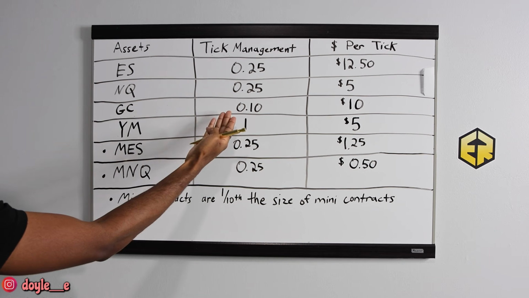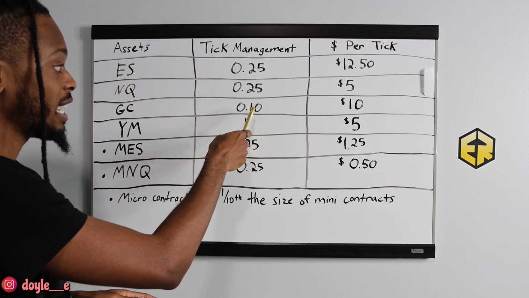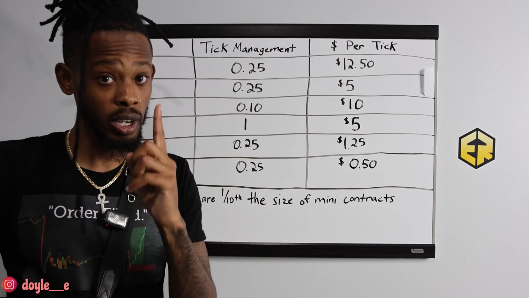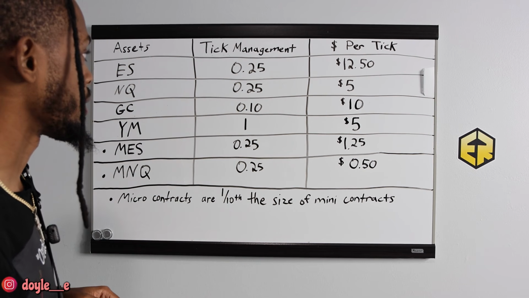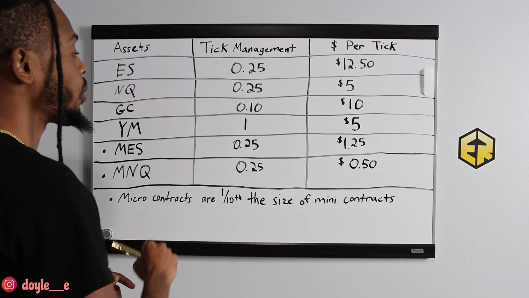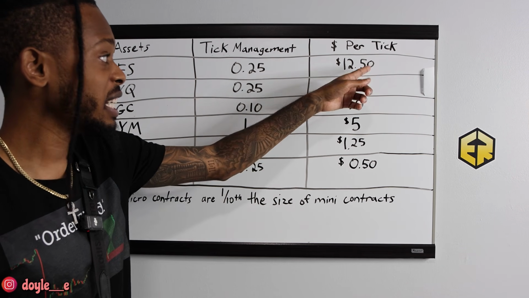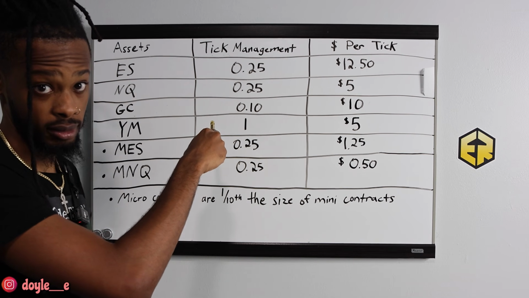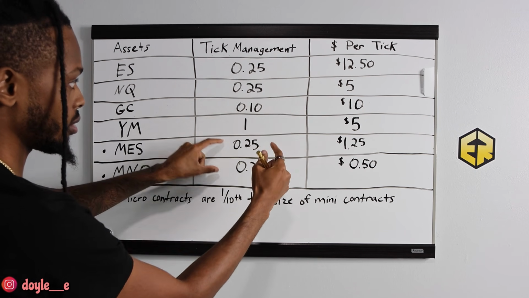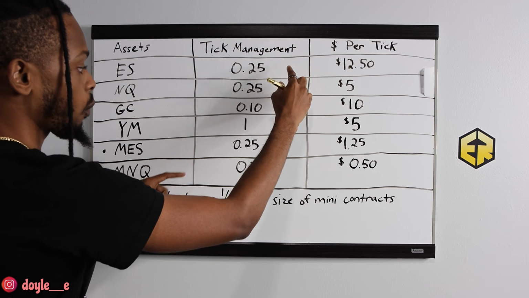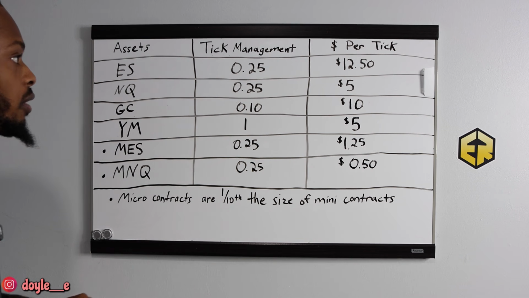Because if you look at gold, gold moves 0.10 per tick. So that means we gotta move 10 ticks just to get 1 point. You get what I'm saying? So if we times this by 4, which would be considered 1 point, and then we times that by 4, how much is that? That's $50 per point, okay? But for these, remember, it's 4 ticks to make a whole point, but it's 10 ticks to make a whole point for gold.